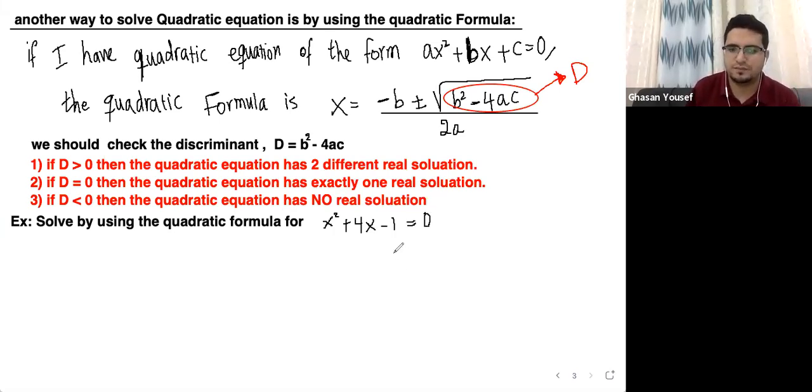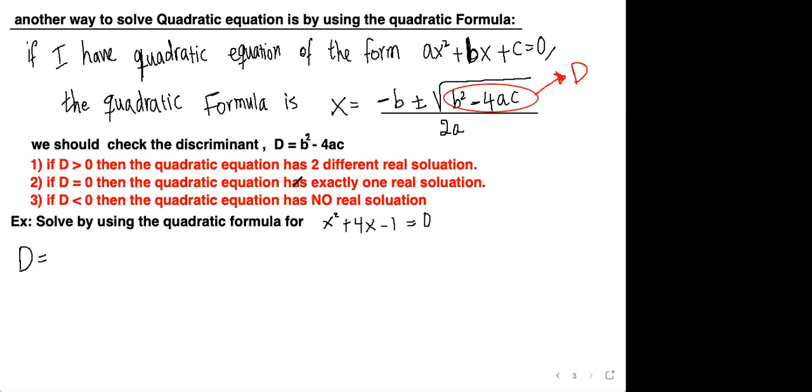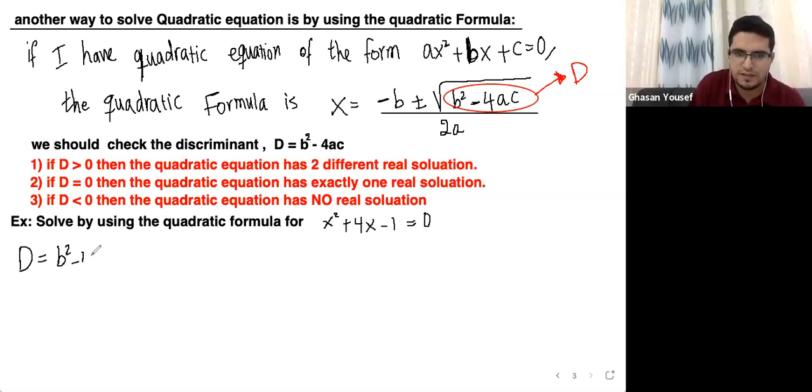So first of all, when I see something like that, if the question asks me to solve by the quadratic formula, I have to check the discriminant D. What is the discriminant formula? B squared minus 4ac. Exactly. So first of all, I have to know what is a, what is b, what is c. What is a here in this equation?